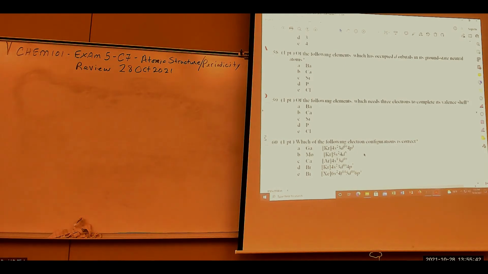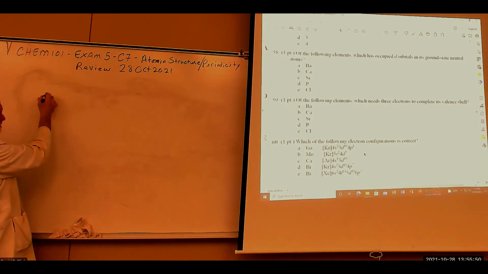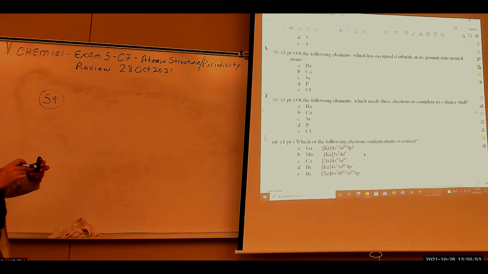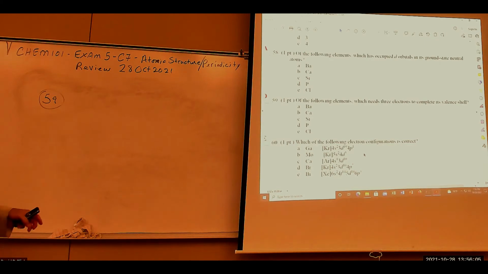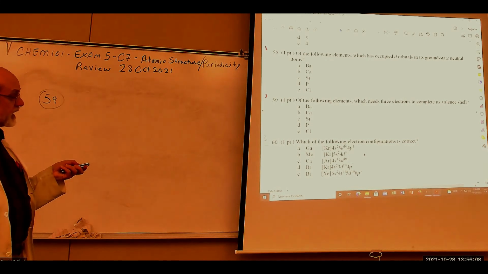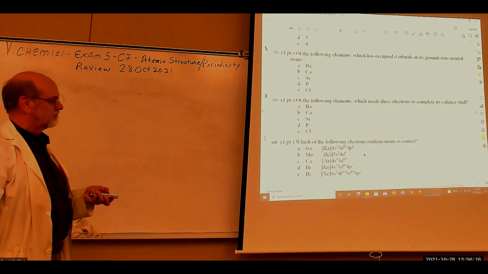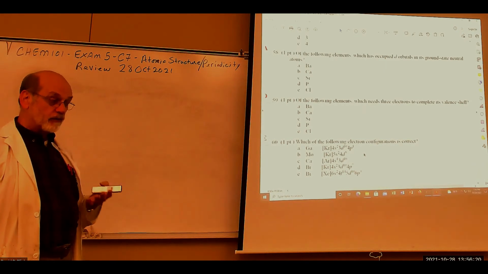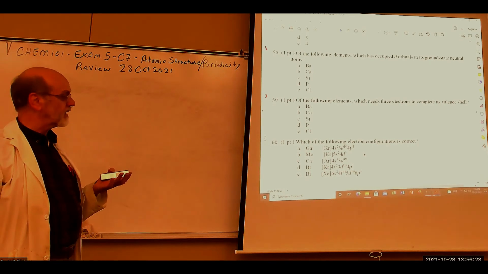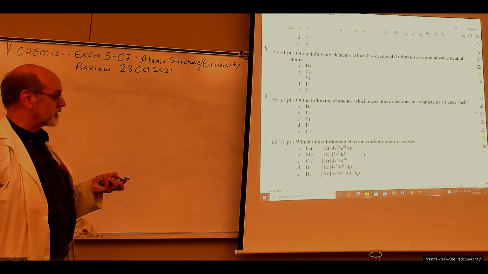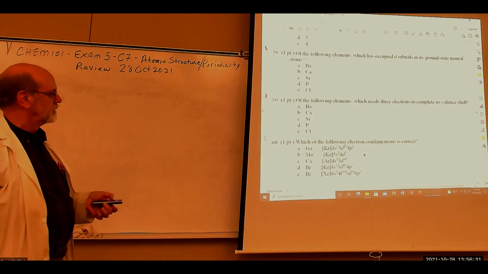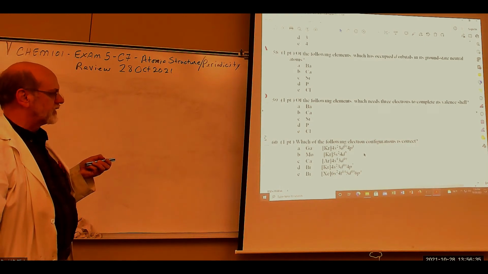59. Of the following elements, which needs 3 electrons to complete its valence shell? In order to do that, I would look at where those elements are, left or right. Barium's already got its completed valence shell, it's this 6s. So in order to go to a desirable filled shell, it loses those 2 electrons. It's not going to pick up 3 electrons. So no metals work here.